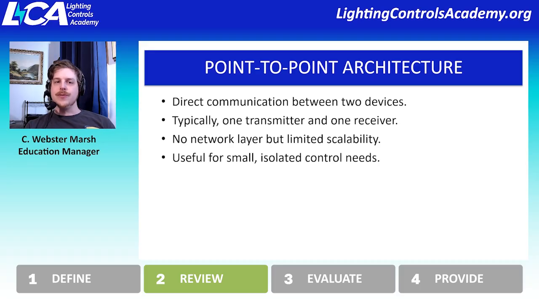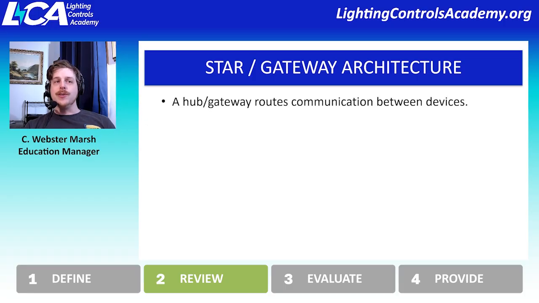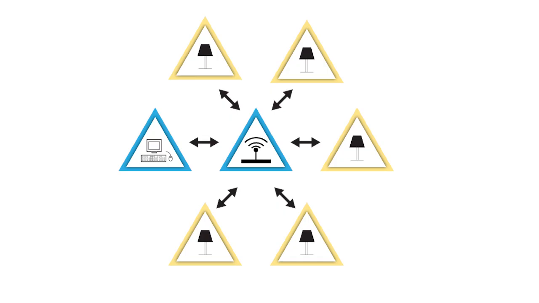It's really useful for those small, isolated spaces where we don't need a whole lot of functionality to provide the lighting controls that we need, but we still have a need for wireless. So if you have a small back-of-house space where you just need to add that additional keypad to allow a vacancy sensor to work, maybe point-to-point is the best option, because it doesn't need to communicate out from that space. Star gateway architecture is similar to hub and spoke in wired, where we're using gateways to communicate between the different devices.